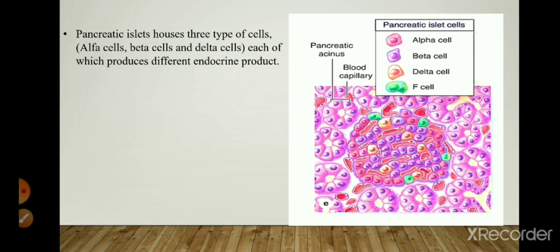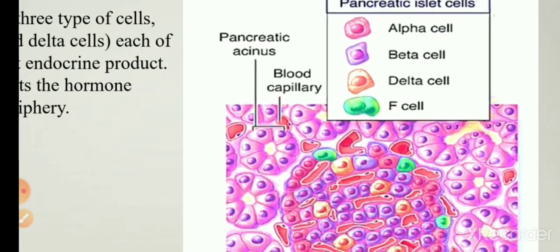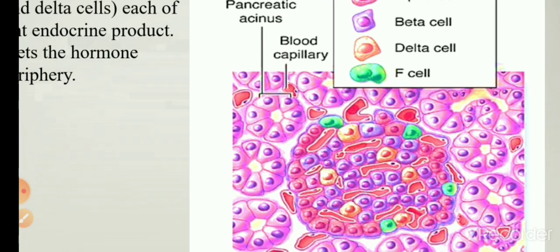Pancreatic islets house three types of cell: alpha cell, also called A cell, beta cell, also called B cell, and delta cell, also called D cell, each of which produces different endocrine product. First of all, alpha cell. Alpha cell secretes the hormone called glucagon, present on the periphery. We can see here by different color, it can be differentiated alpha, beta, delta and F cell.